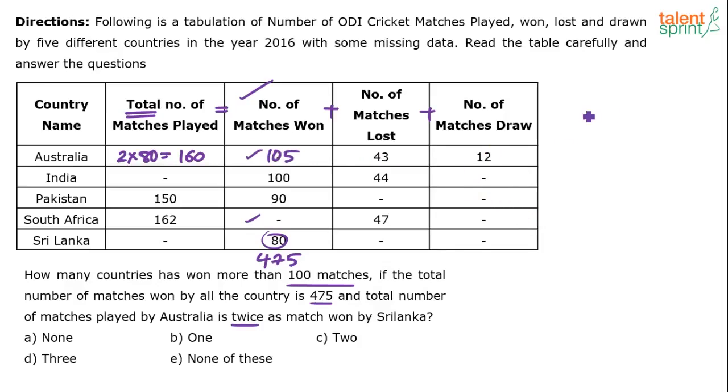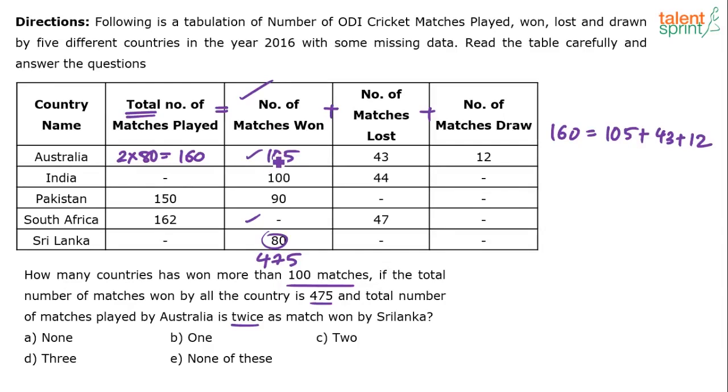You getting it? 160 is 105 plus 43 plus 12. So 105 and 43 is 148, plus 12 is 160. So that's balanced. So with this we have figured out the number of matches won by Australia.